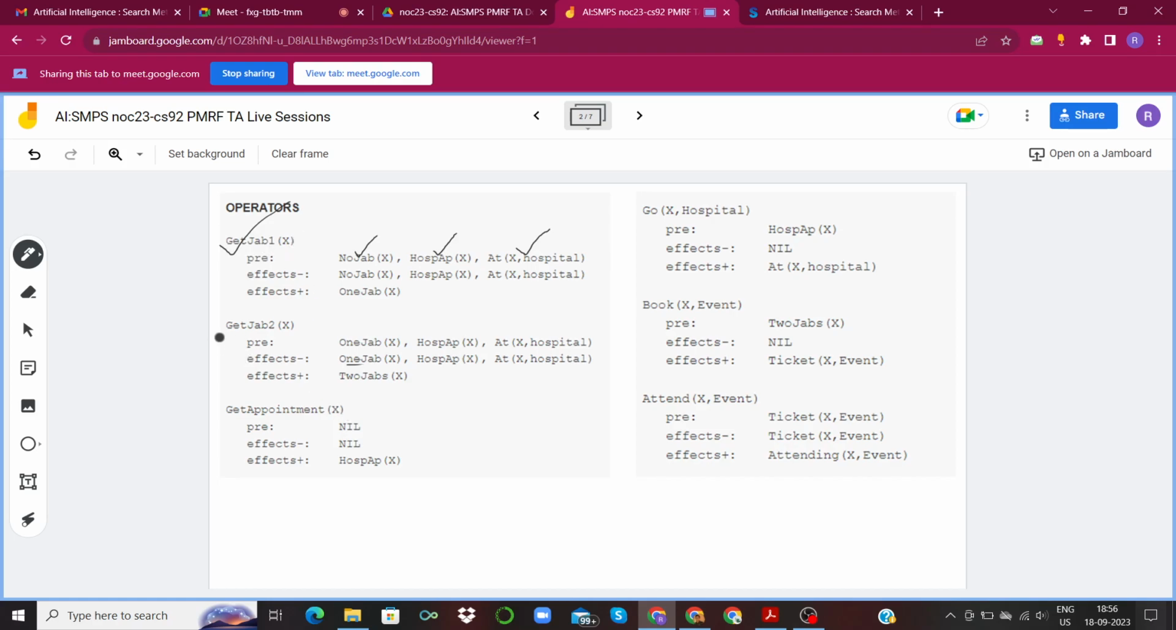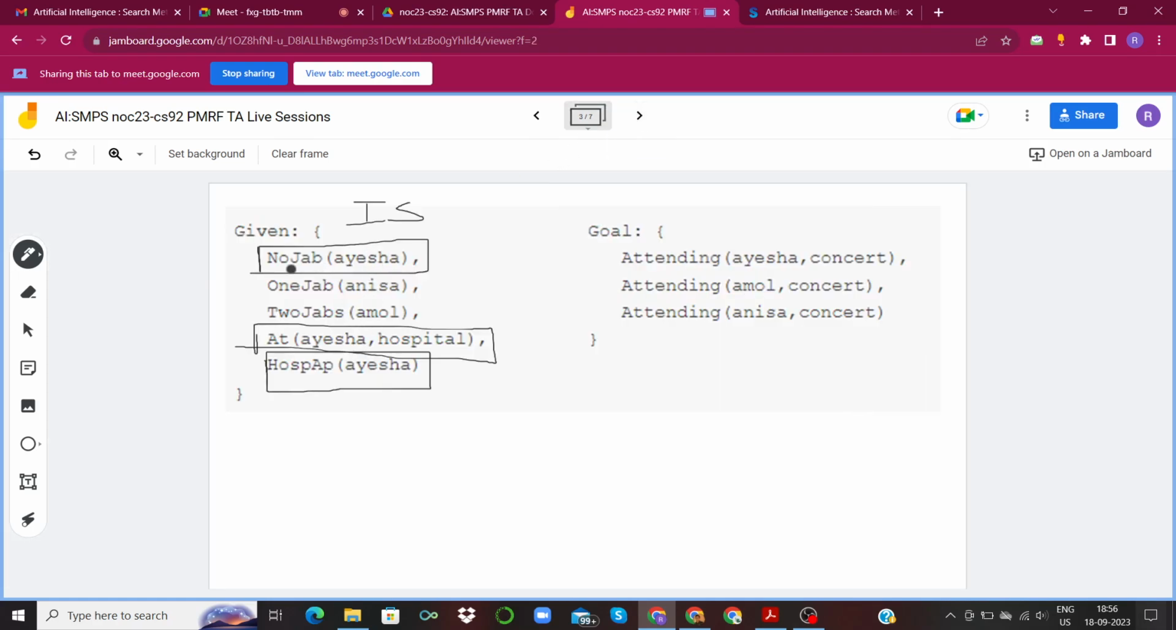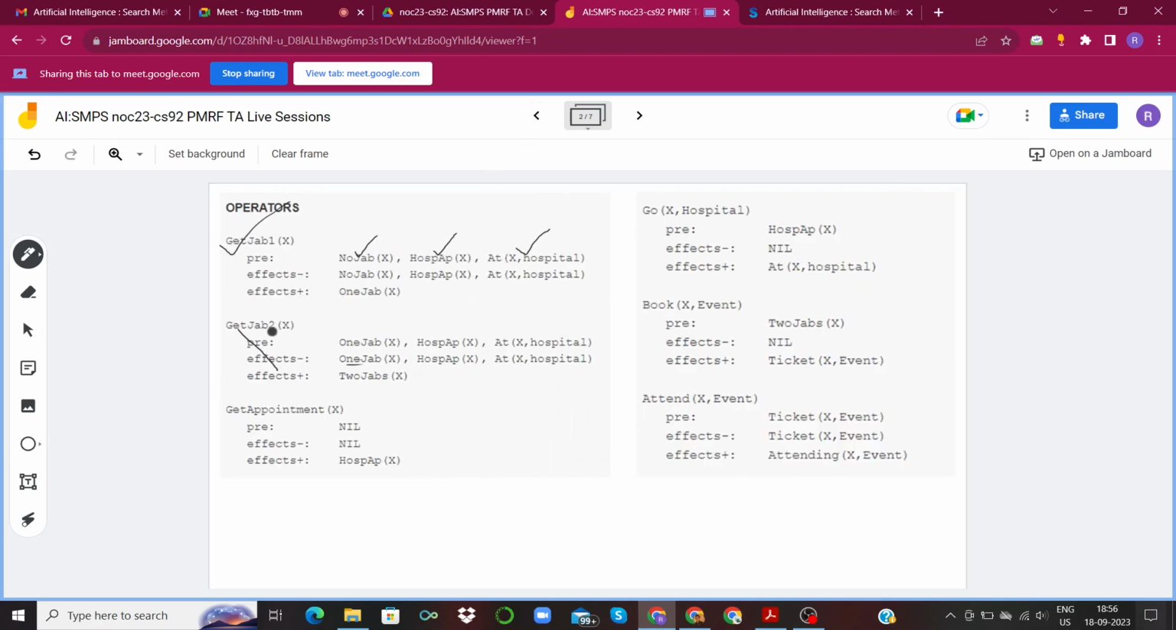Let's have a look at the second operator, get jab 2. One of the preconditions for this one is that one jab Aisha must be there, but we don't have that in the initial state. We only have no jab Aisha, so we cannot apply the get jab 2 operator. Now let's look at the get appointment operator. This does not have any preconditions, so we can always apply it.